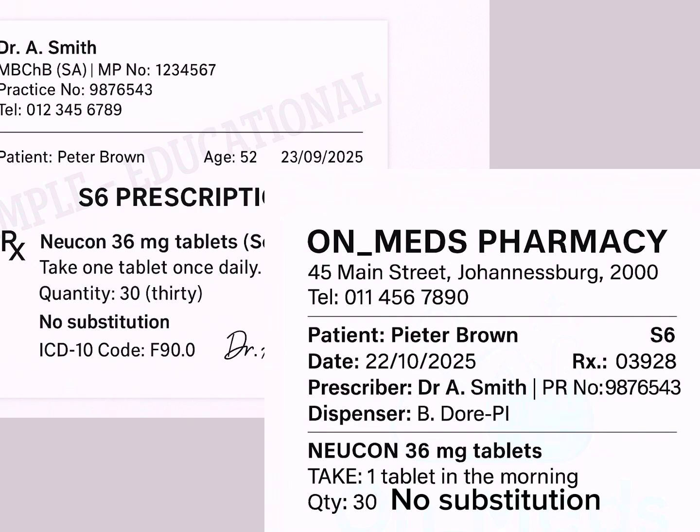And then, as you can see on the bottom of the label, there is no substitution, as it was indicated on the prescription. In this case of no substitution, the doctor has to be specific on the brand. Newcon is a brand, so they can write no substitution, and then we are only allowed to give Newcon, no other generics.